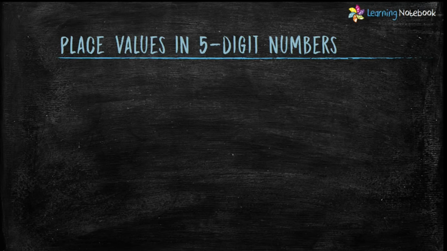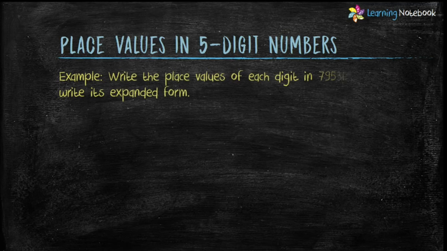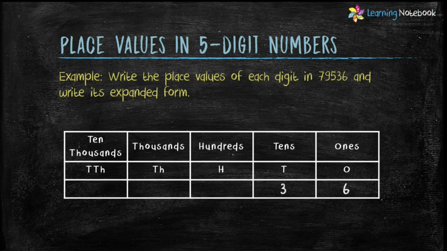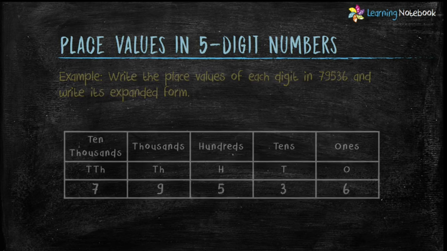Students, now let's learn how to write place values in 5-digit numbers. The example is to write the place values of each digit in 79536 and write its expanded form. Let's quickly make a place value chart as we did before. Now let's put 6 at 1's place, 3 at 10's place, 5 at 100's, 9 at 1000's and 7 at 10,000's place. Let me make this table a little bit smaller.